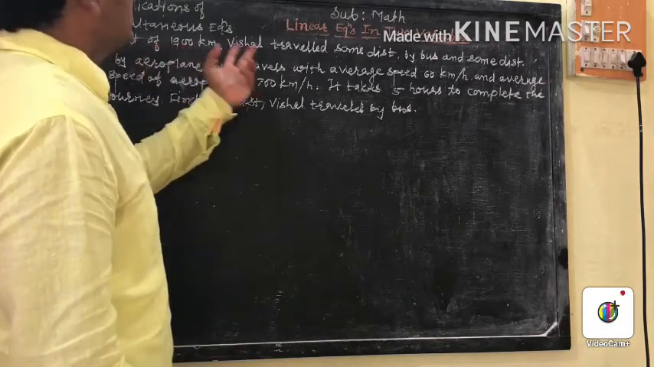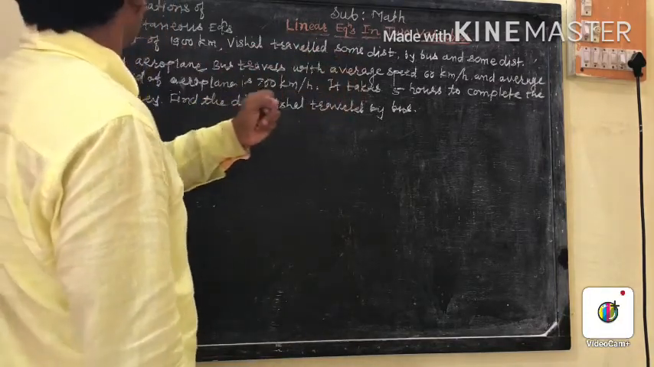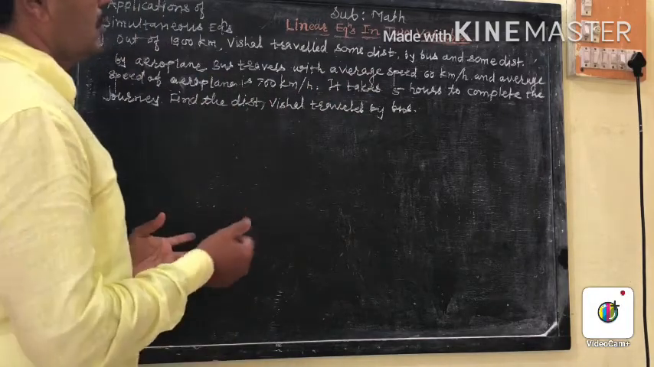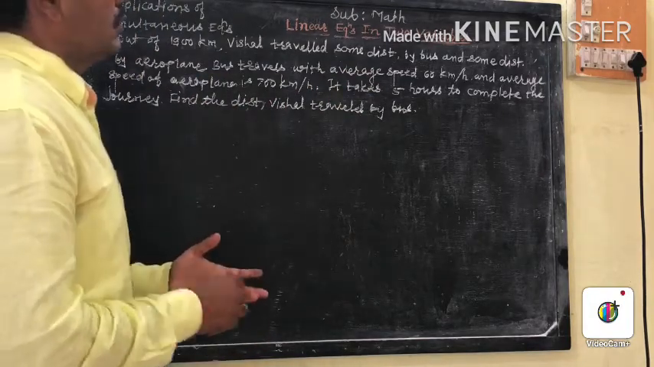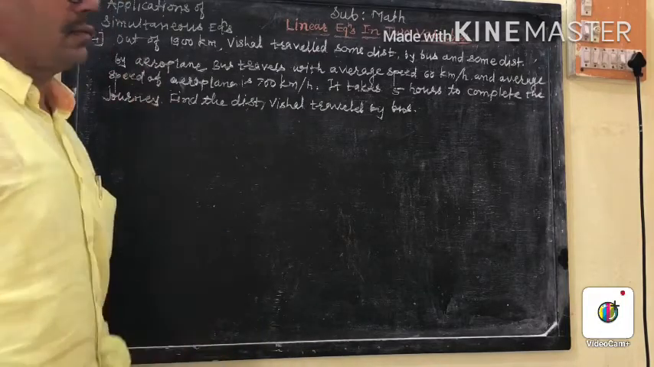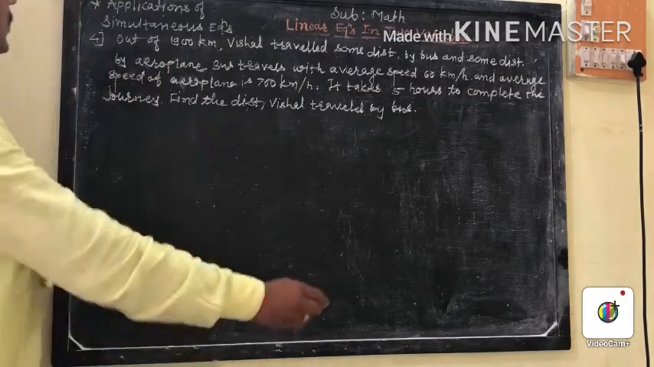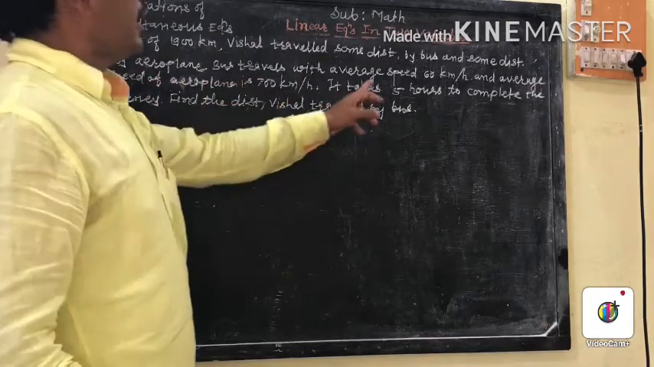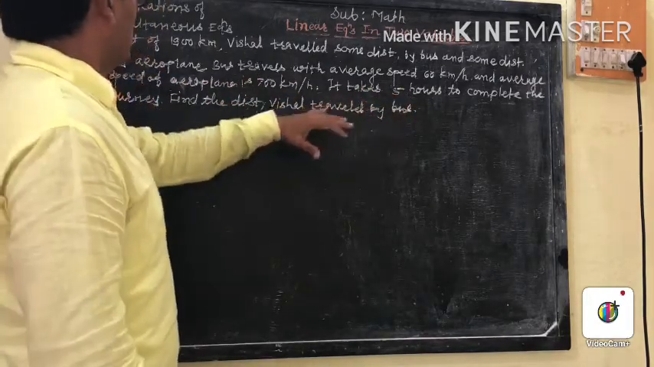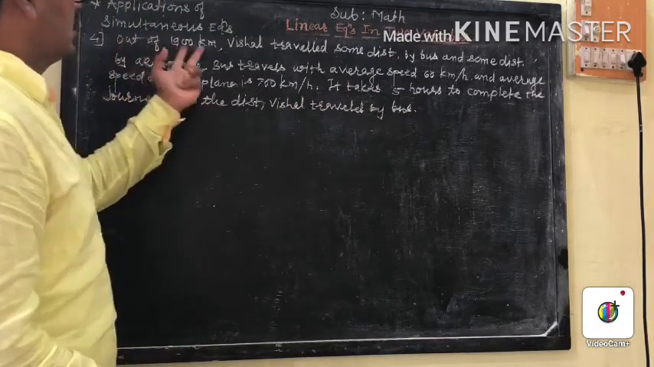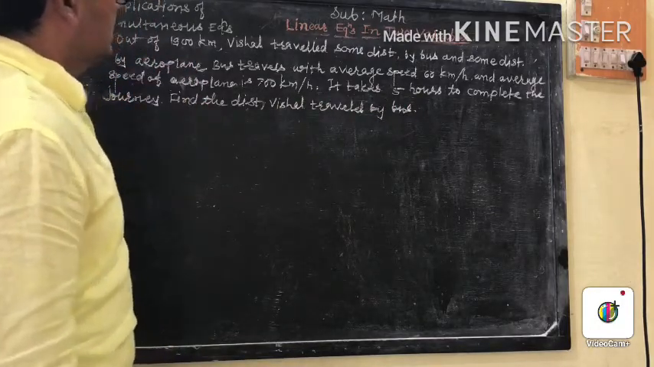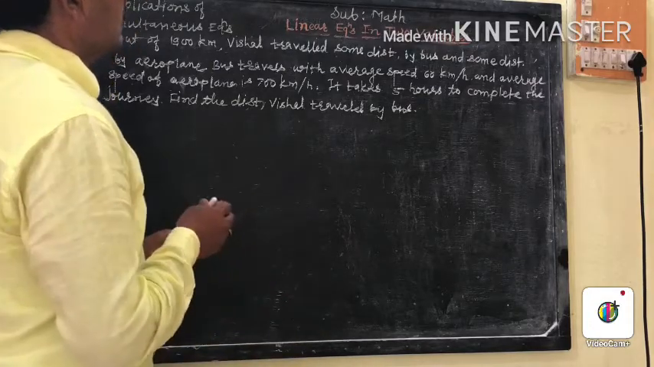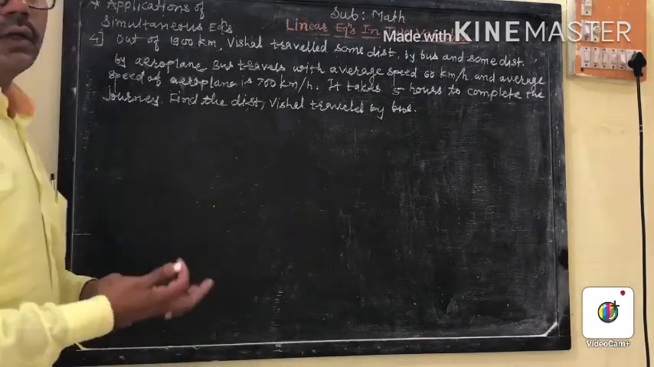Out of this, some of the distance is traveled by bus and some by aeroplane. Now you do not know how many kilometers are traveled by bus and how many by aeroplane. The total distance is given, and we are given the total time taken to travel this distance, and we have to find how much distance is traveled by bus and by aeroplane.